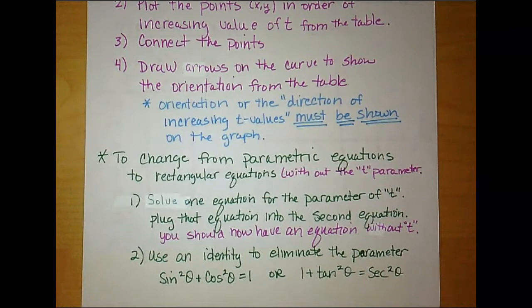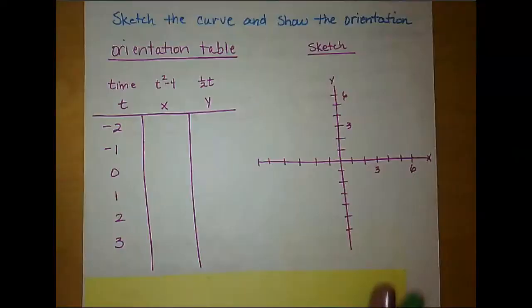Sometimes we use identities to help us eliminate the parameter when we're dealing with trig functions, so we're going to fall back on our trig identities: sine squared theta plus cosine squared theta equals 1, or possibly 1 plus tan squared theta equals secant squared theta. So those are the different ones that we'll be using.